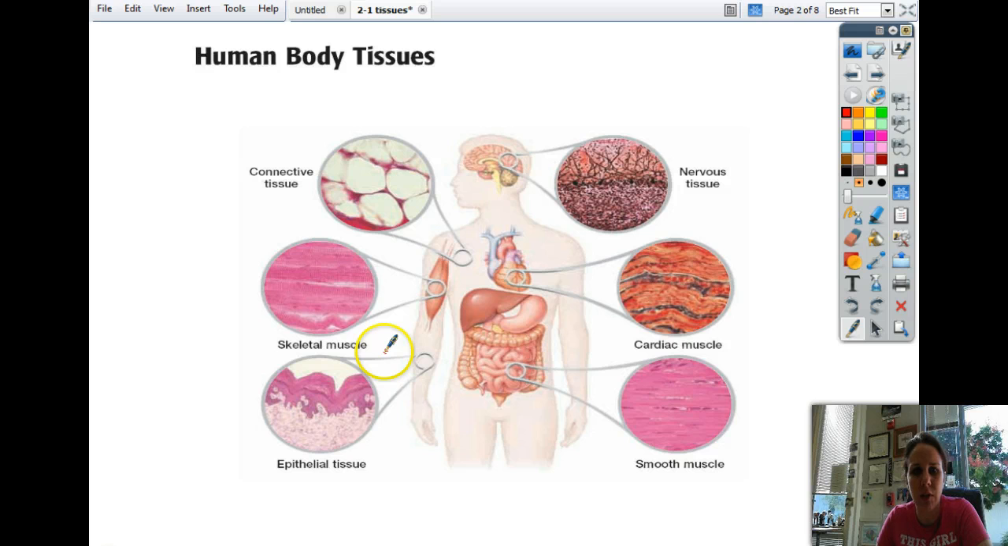So right here, it looks like there's 6 pictures, but there's actually 4 main types of tissues. Skeletal, cardiac, and smooth make up the muscle tissues. Nervous tissue, connective, and epithelial. So we're going to get into all of these. Today we're just going to look at a basic overview of each one.